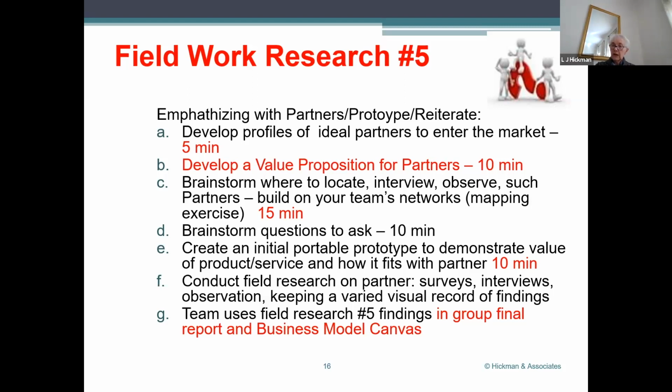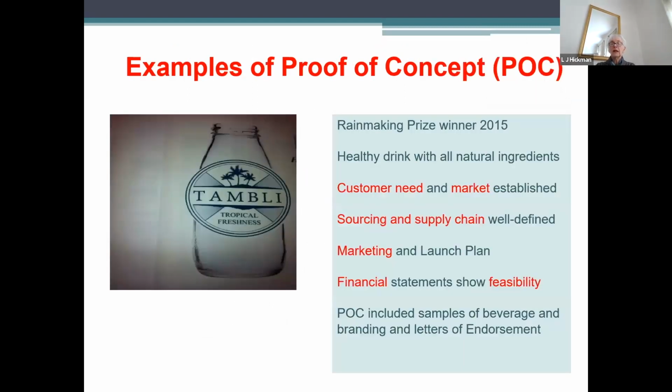So I'm going to come to the next part of this, which is a natural lead into the prototypes. And the Rainmaking prize that I'll talk about in a minute is a source of inspiration for them. They had a healthy drink. The prototype was a healthy drink with all natural ingredients, and their proof of concept was they had developed it, showed us samples of the beverage, and at that point, the people were able to tell us all about the customer needs, sourcing, and marketing that they had done with the design thinking field work that they had been working on.